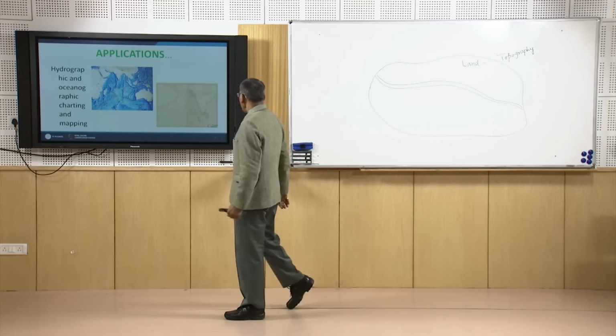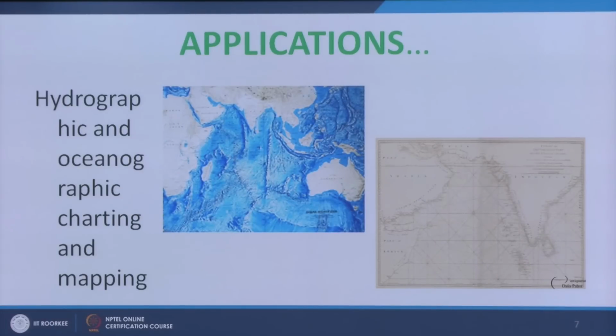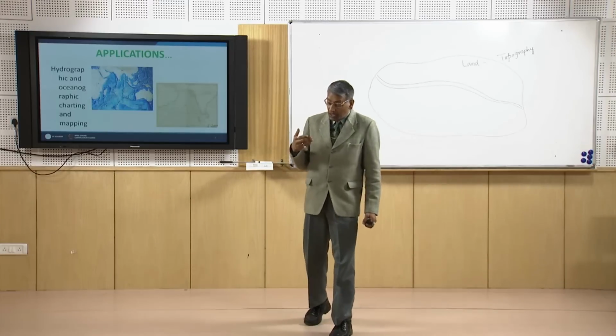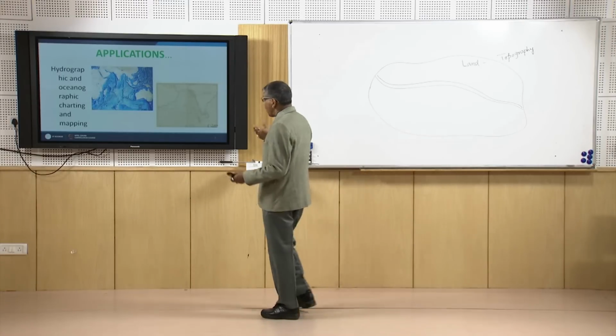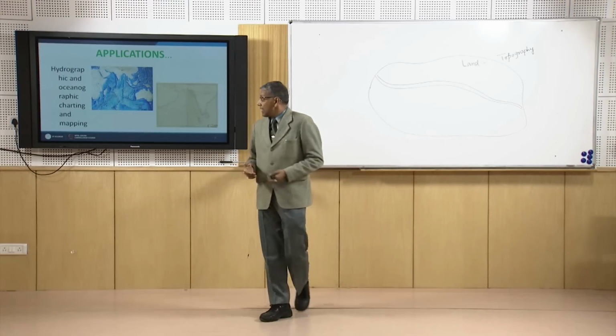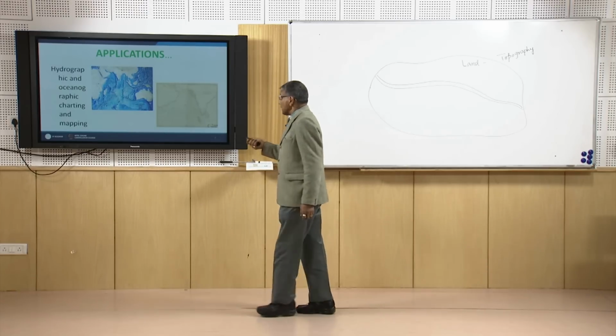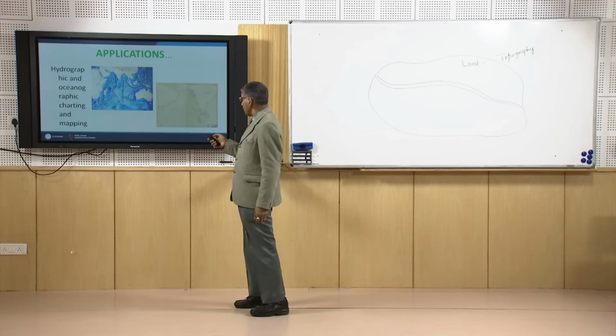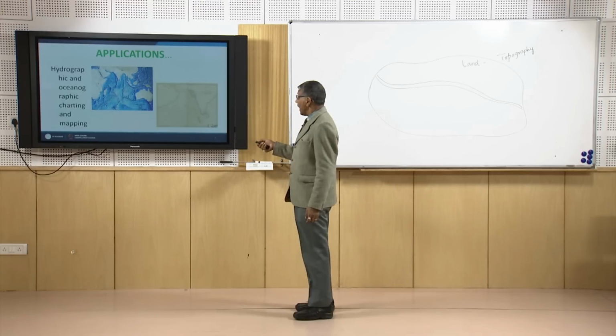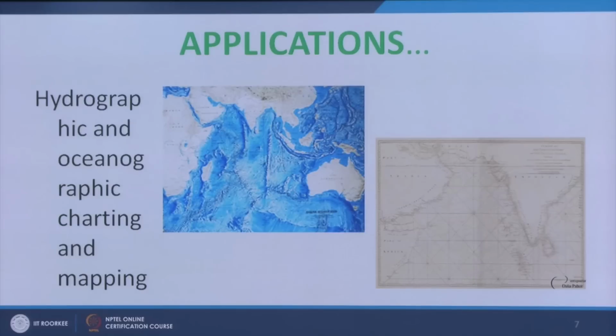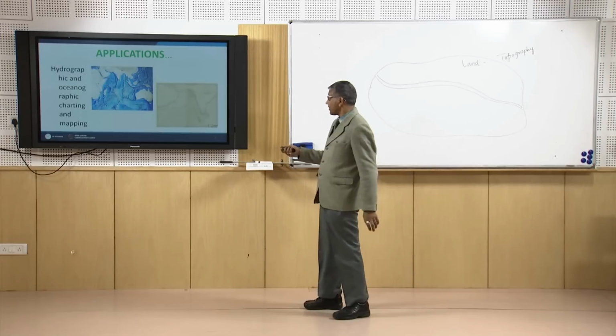Then one more application that has been shown here is hydrographic surveying. Hydrographic surveying means the surveying in which we map the amount of water, its depth, and extent. Generally hydrographic surveying is associated with small water bodies like lakes or rivers, and when we do the same work in the ocean, it is called oceanographic.